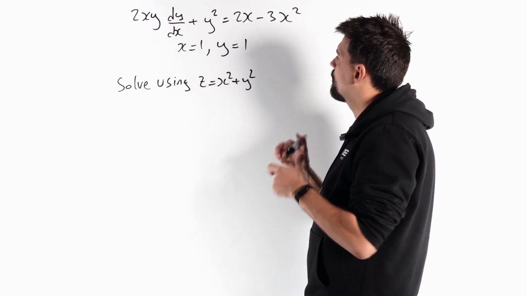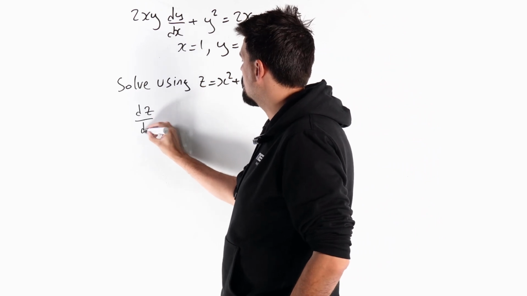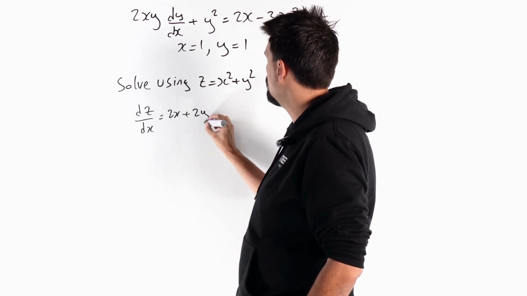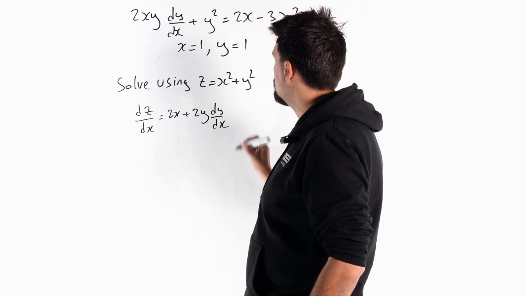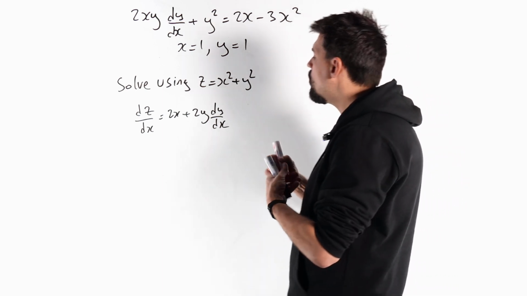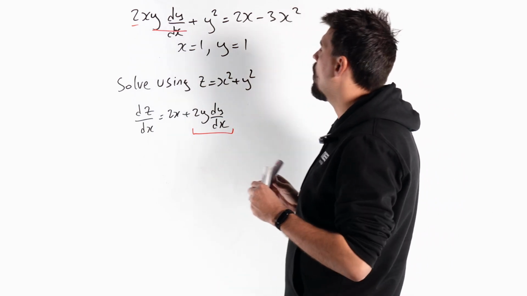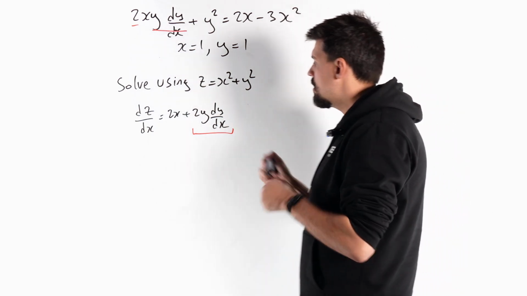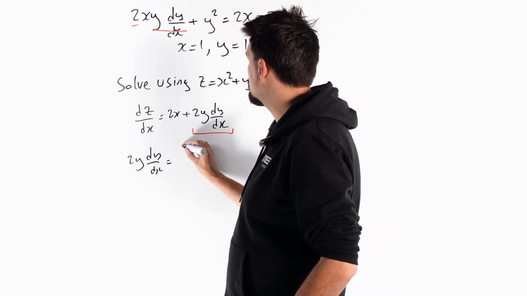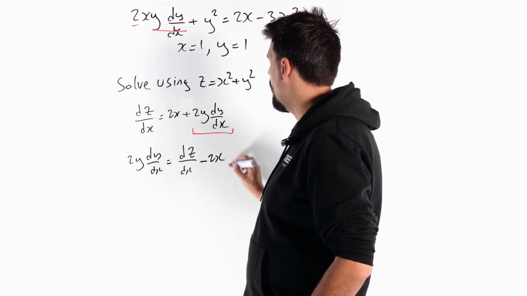Let's see. Right. So let's differentiate it first and foremost to find out what dz/dx is. Well, that is 2x plus 2y dy/dx. Well, that's kind of handy actually because I'm not going to rearrange for dy/dx because that's mental, because I do have 2y dy/dx right there. So if I rearrange this for 2y dy/dx, I get dz/dx minus 2x.